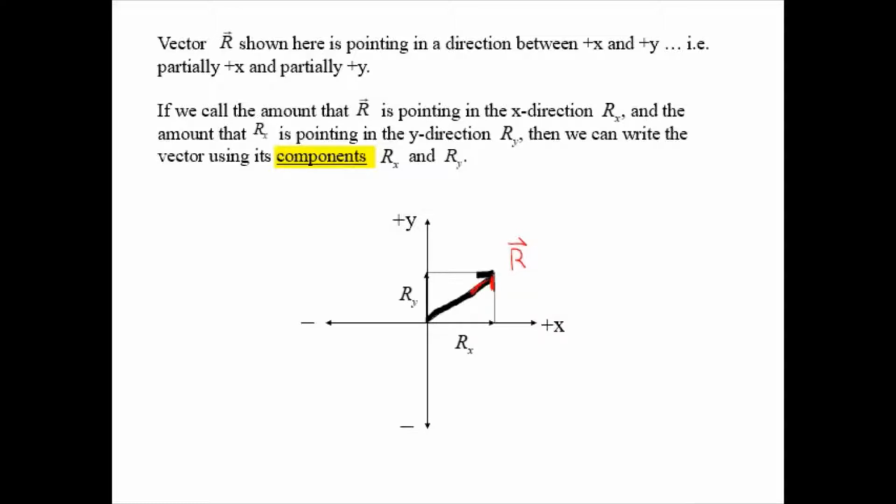Okay, so if we call the amount that r is pointing in the x direction r sub x, and the amount that r is pointing in the y direction r sub y, then we can write the vector using its components r sub x and r sub y. For example, I could write vector r is a certain amount r sub x in the x direction, plus a certain amount r sub y pointing in the y direction. So here in this particular notation, this little x with a hat on it and this little y with a hat on it are known as unit vectors.